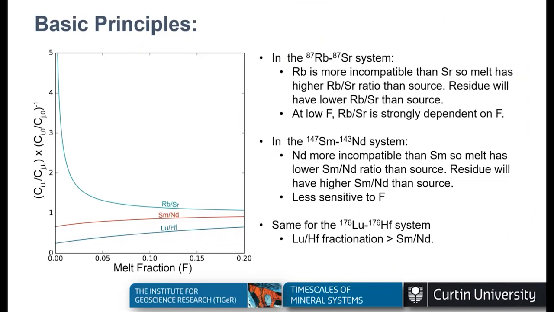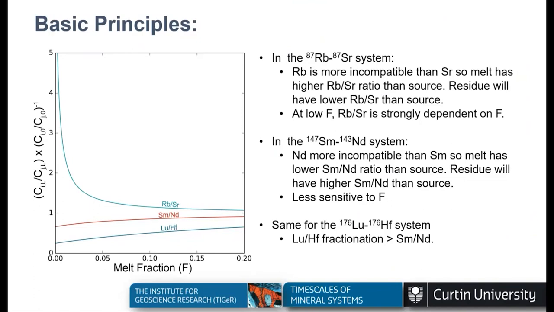And it's also interesting to see that these ratios are somewhat dependent or variably dependent on melt fraction as well. So for rubidium strontium system, mainly because of how incompatible rubidium is, it's very, very sensitive to melt fraction at very low melt fractions. Samarium, neodymium, and lutetium hafnium are less sensitive. But as you increase melt fraction, so say past 5 to 10%, they're not so sensitive to the degree of melting. So where does uranium lead come in?